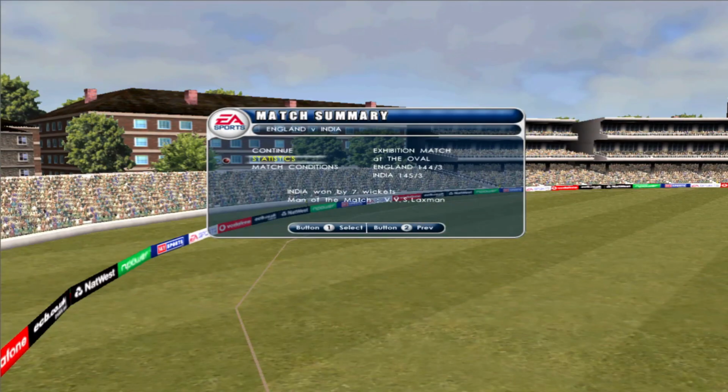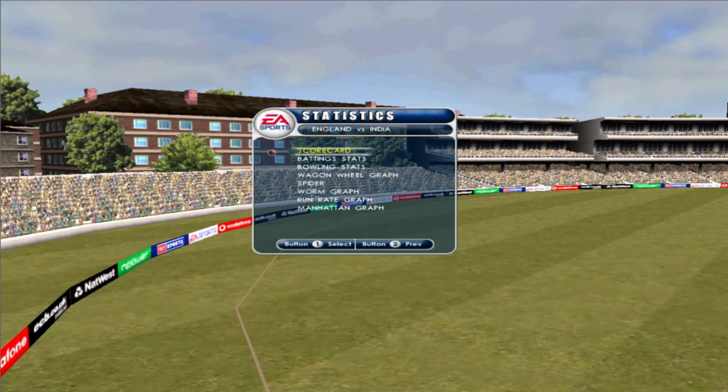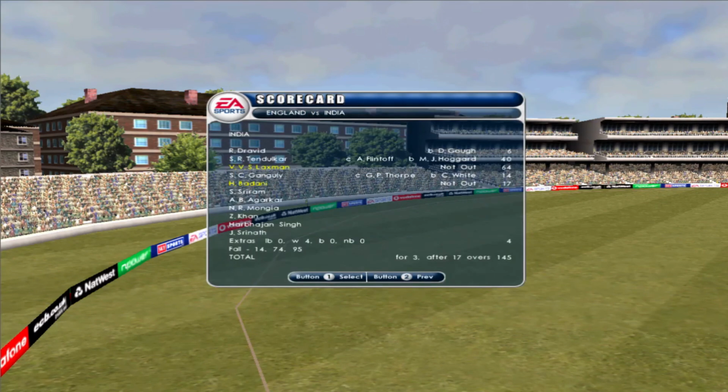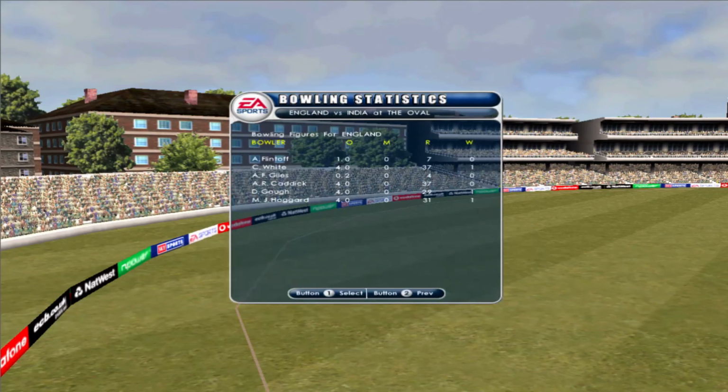To sum up then, India win by 7 wickets. Well, let's take a look at the scorecard. These are the bowling figures. Giles now has figures of none overs, no wicket for 4.